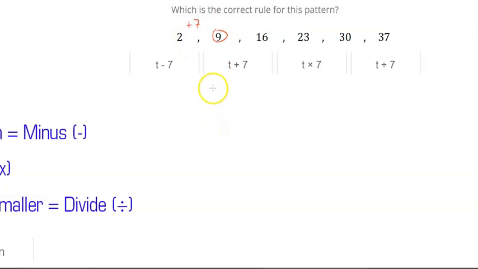Now, this doesn't necessarily mean that we just straight away add 7 every single time. We just got to make sure that this is consistent. 9 to 16 is plus 7. 16 to 23 is plus 7. I think it's safe to say that we're adding 7 to this. So to get the term and then adding 7 is just t for term plus 7. And this is a 1 here.